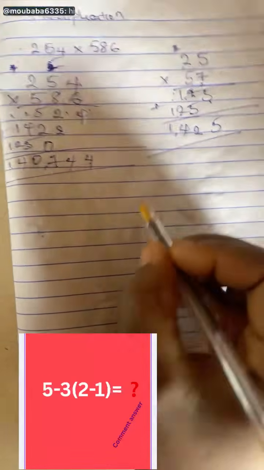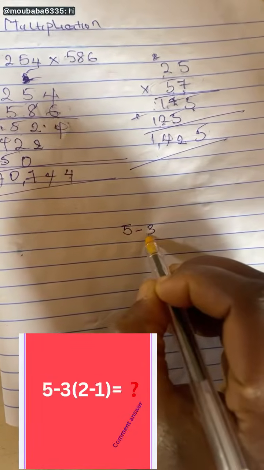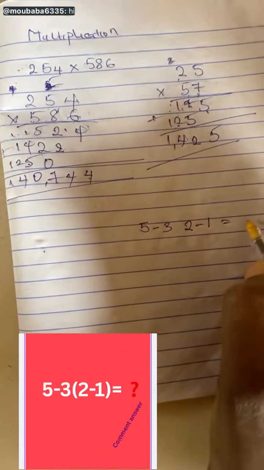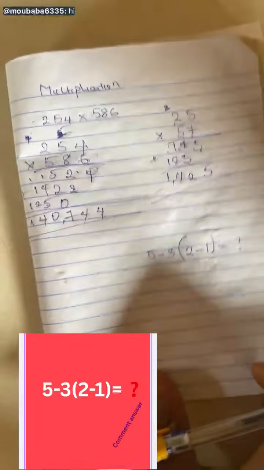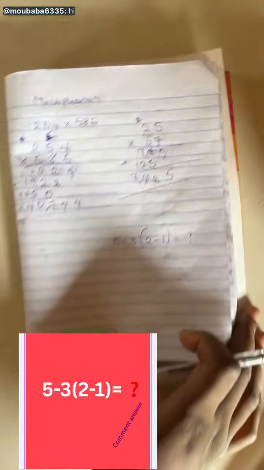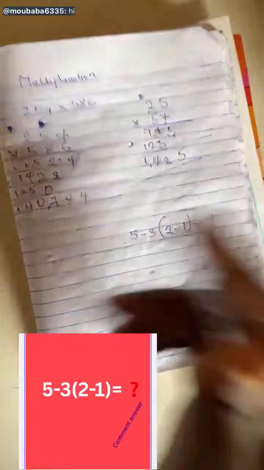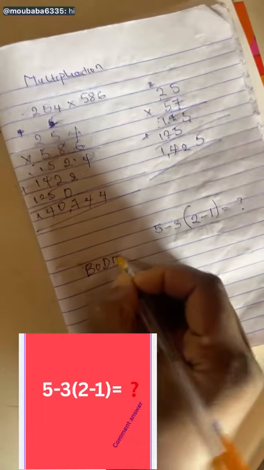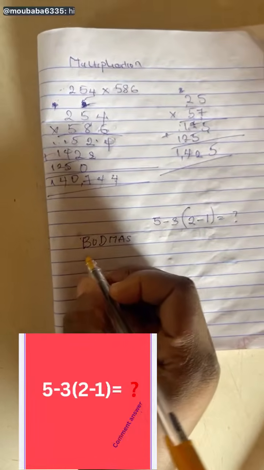What we're going to do here is 5 minus 3, 2 minus 1 equal to. Okay, so let's be quick. Now we're going to use what? BODMAS. Okay, we're going to use BODMAS.